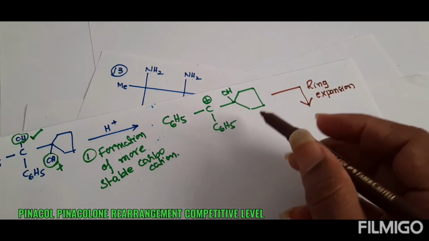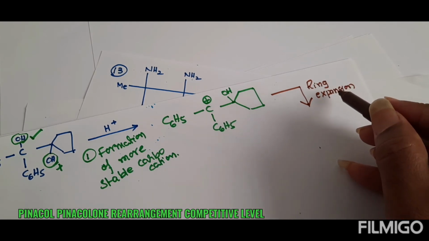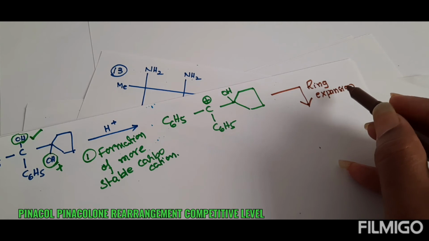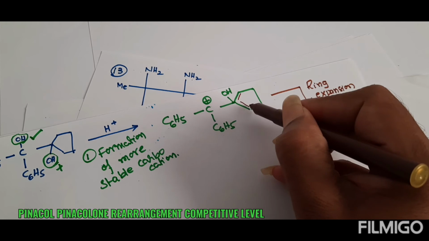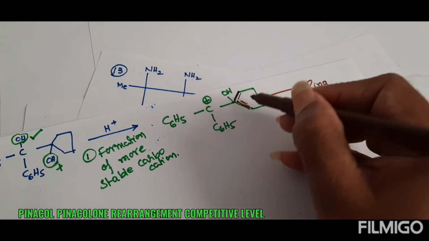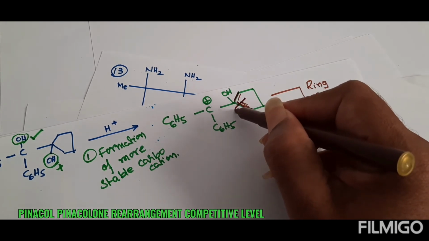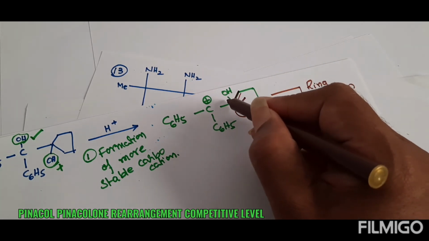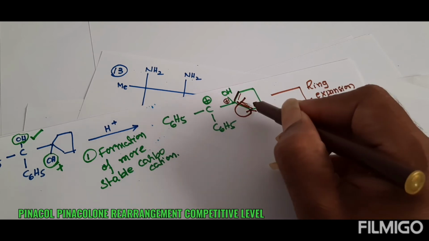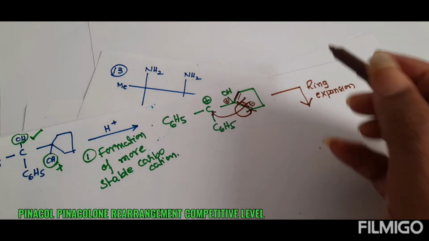Right? How will the ring expansion take place? Already we told in the previous examples, ring expansion is associated with the breaking of a C-C bond. Here, this is one C-C bond, this is another C-C bond, right? These two C-C bonds are identical. That's why the bond will cleave in either direction. Because of this bond cleavage, electron density shifts to here. This carbon gets a positive charge and this carbon gets a negative charge, and this negative charge will attack this carbon, right?